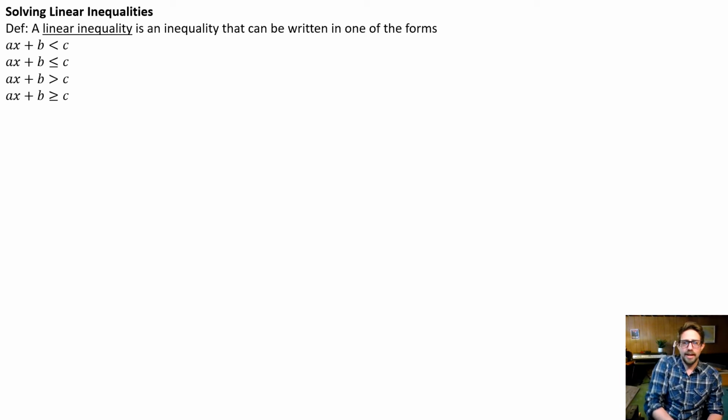Okay, so get that down. This is just a definition. That's what a linear inequality is. It's an equation, except instead of an equal sign, it has a greater than or less than, or a greater than or equal to, or a less than or equal to.